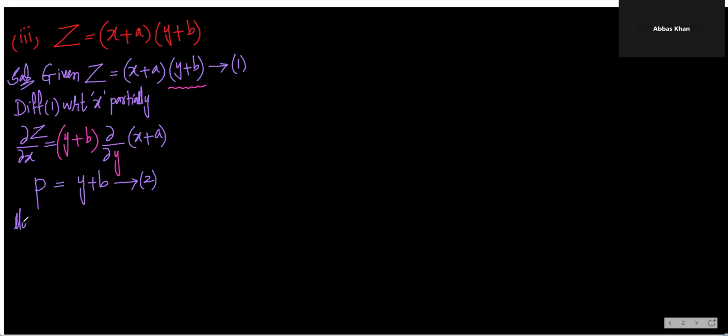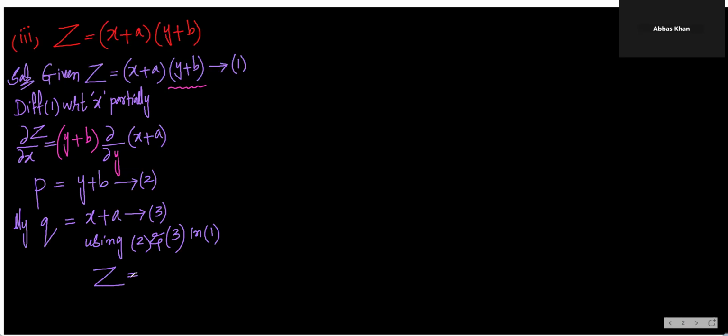Similarly, Q is equal to what comes next? Q is equal to x plus a. Yes, this is 3. Using 2 and 3 in 1, this is our formation of the differential equation. The x plus a value is Q, and your final answer is z equals PQ, and that's it. PQ is your answer.